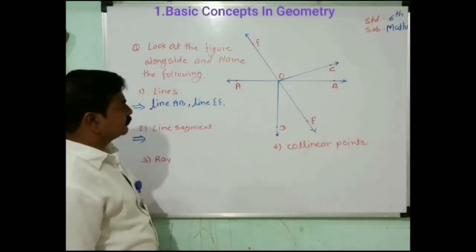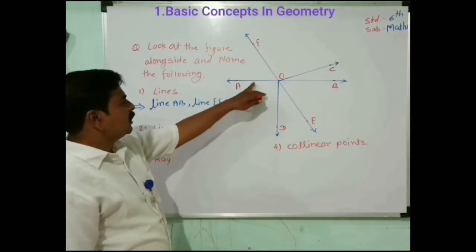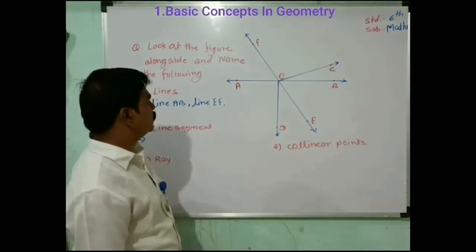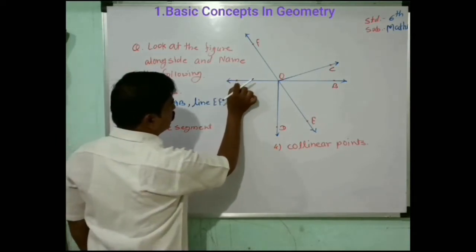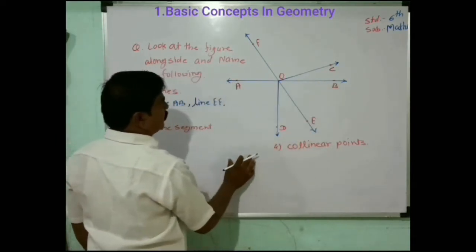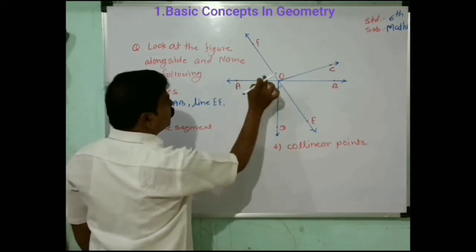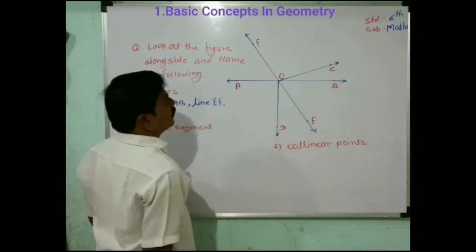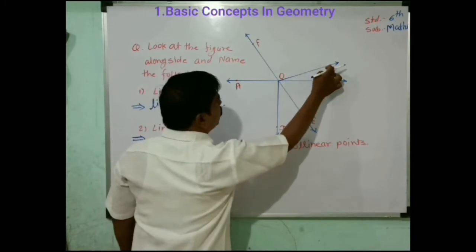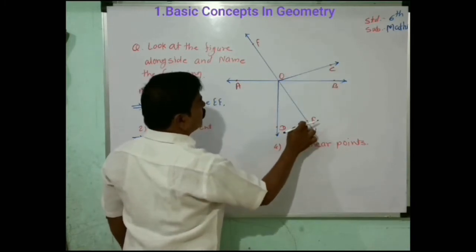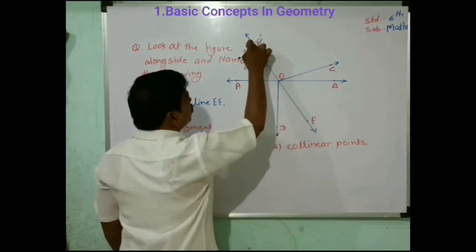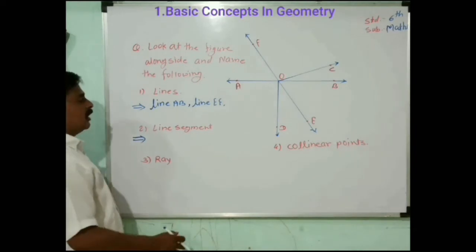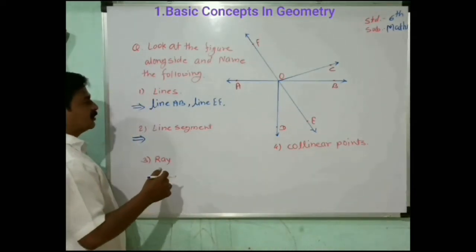Now another, line segment. Here is one line segment from A to B. Point A to point O is one line segment. Point O to point B is another line segment. From point O to point C, point O to point E, point O to point D, point F to point E. Now these are line segments. Write down any 2 or 3 names of line segments.